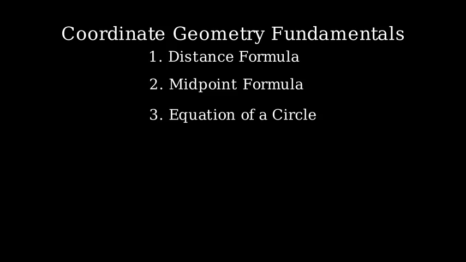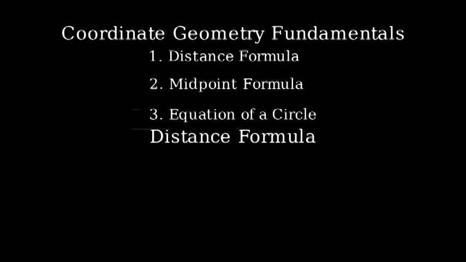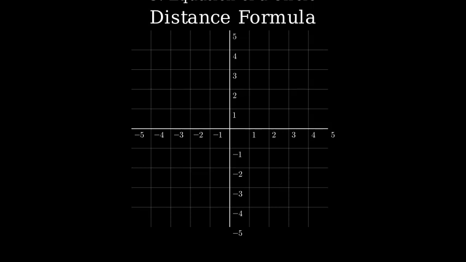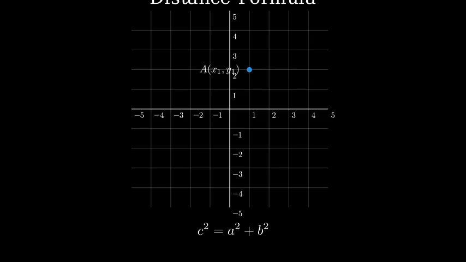Let's start with the distance formula. Given 2 points in the coordinate plane, how do we find the straight line distance between them? Let's say we have point A with coordinates x1, y1, and point B with coordinates x2, y2. To find the distance, we'll use the Pythagorean theorem. We can form a right triangle by drawing horizontal and vertical lines from one point to the other.